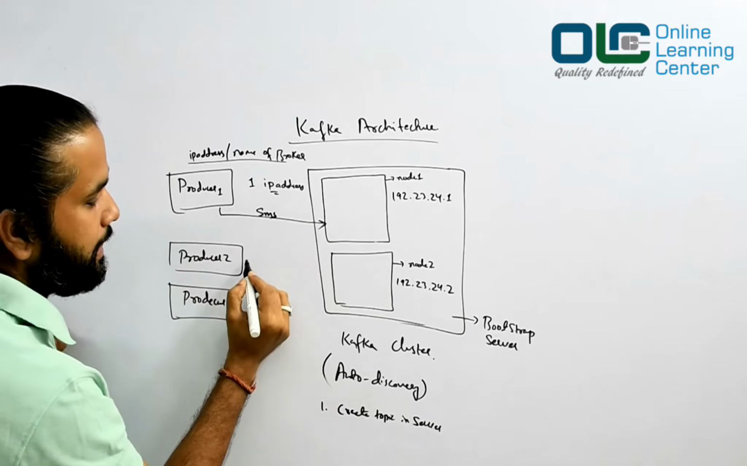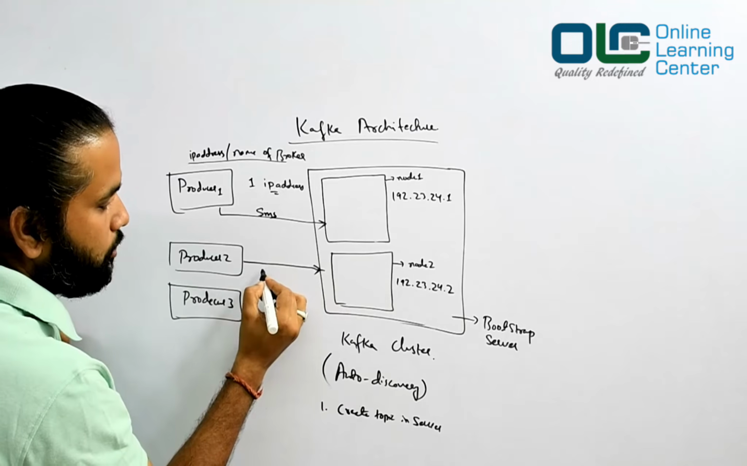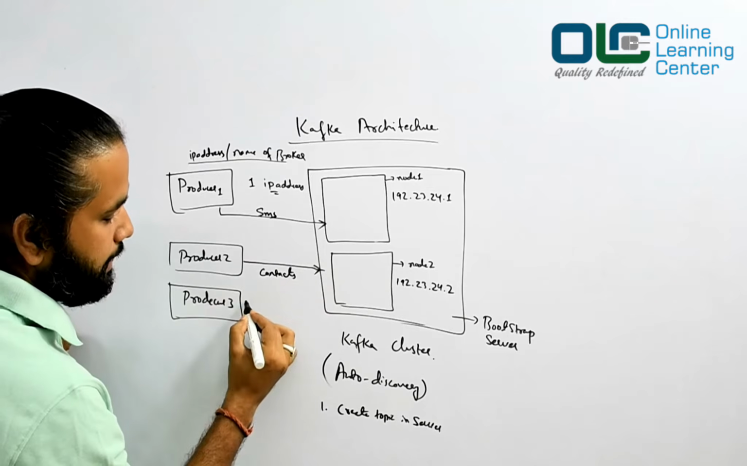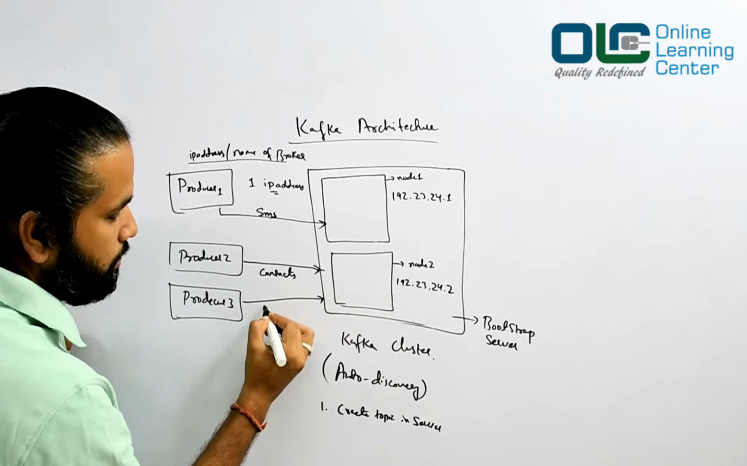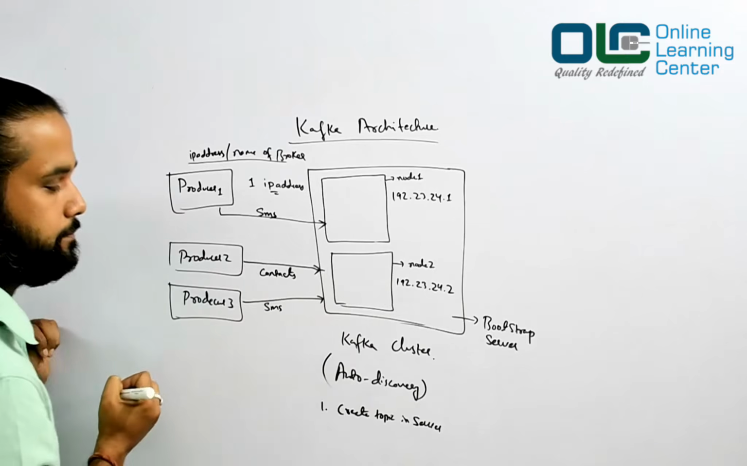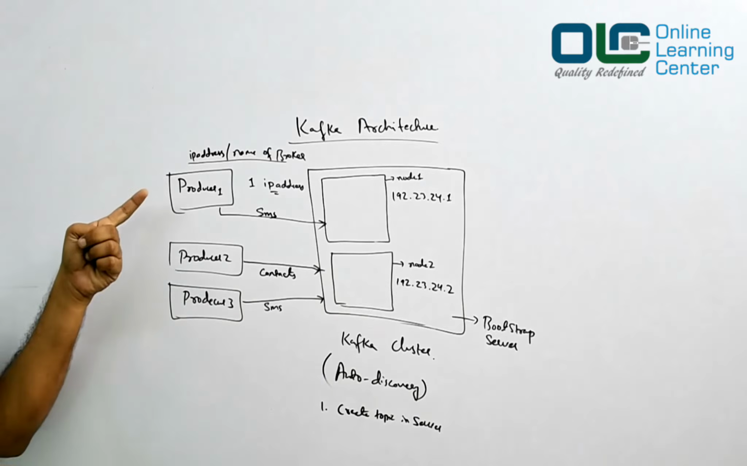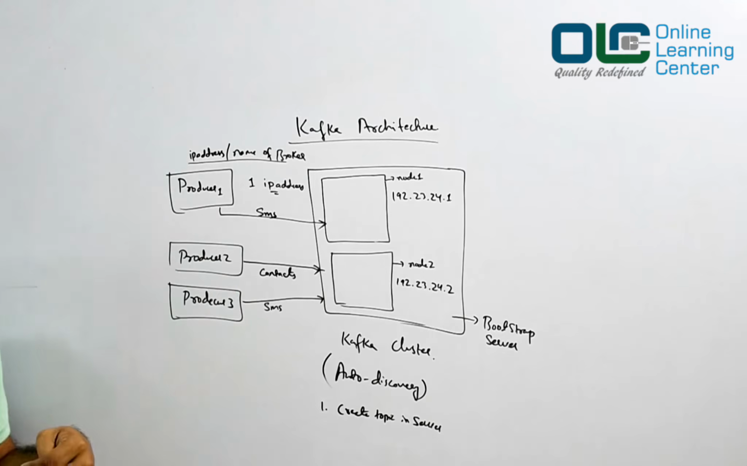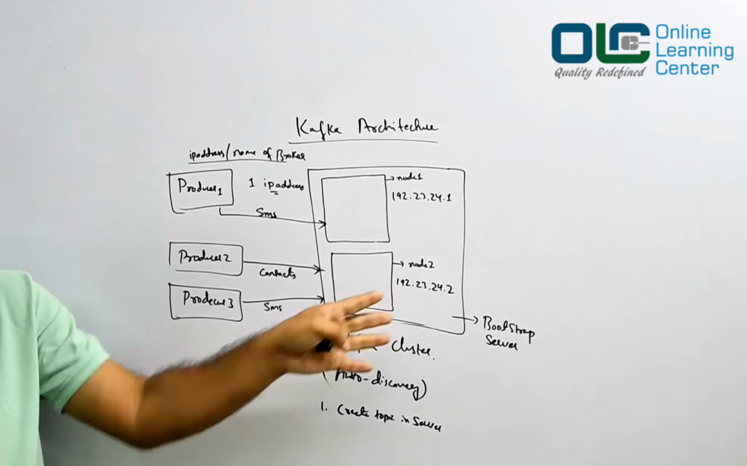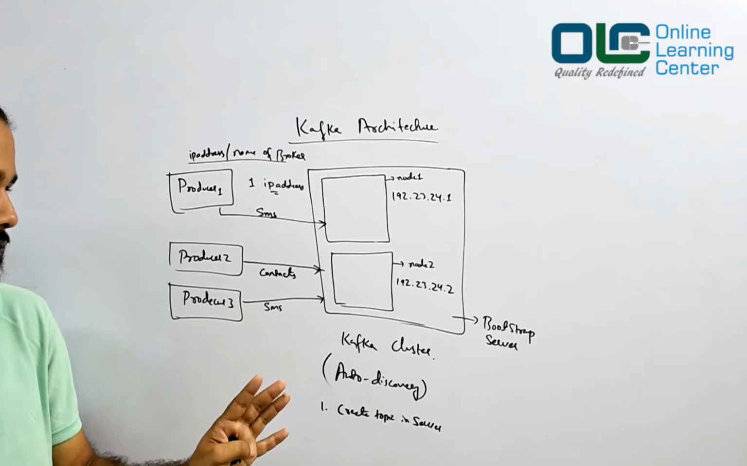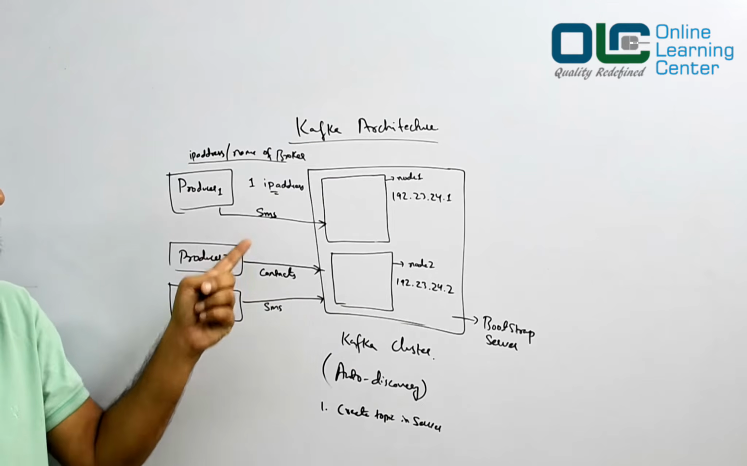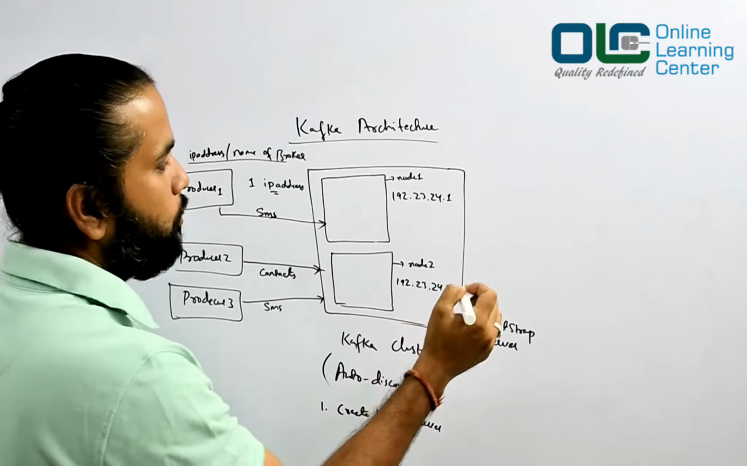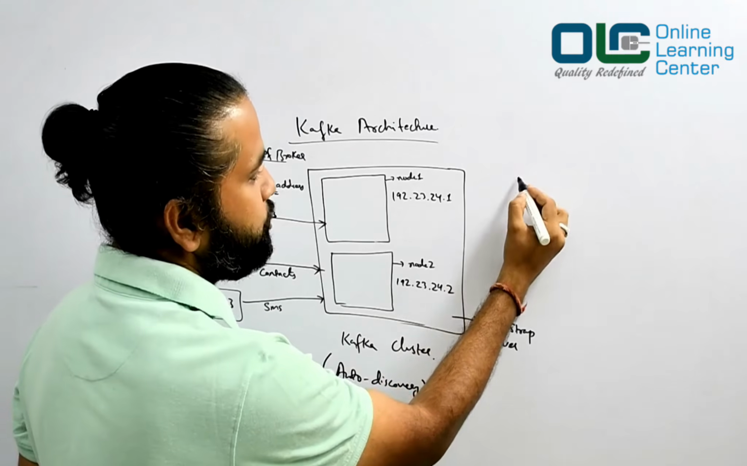This producer is writing data into a topic called contacts. Okay, and this producer is writing the data into a topic called SMS. Okay, so I have 1, 2, and 3 producers. All these 3 producers are writing the data into our Kafka server, right? Our Kafka cluster with some topic name. Topic is like this.